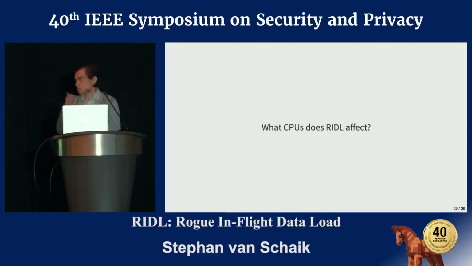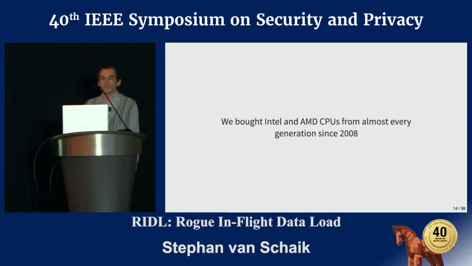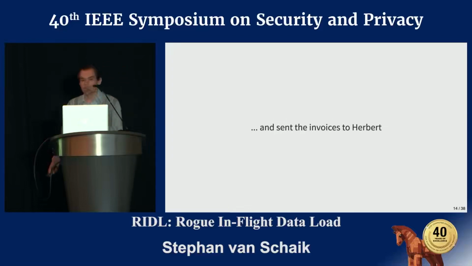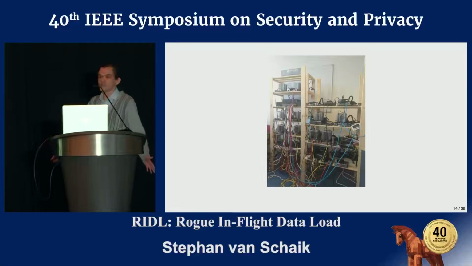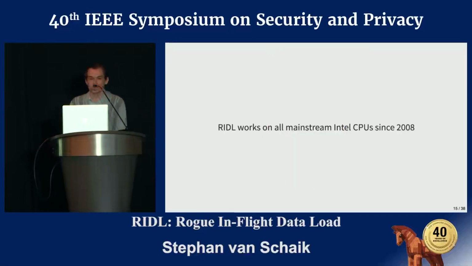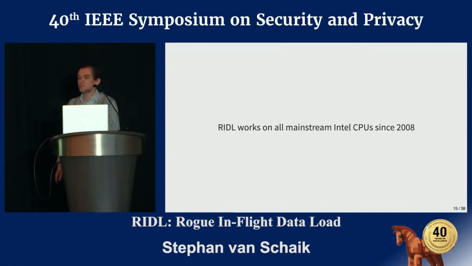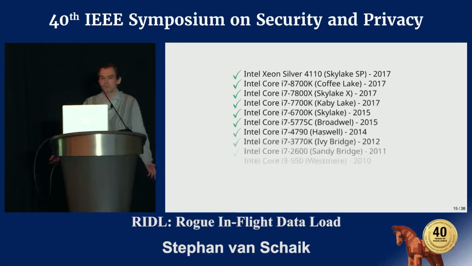So what CPUs does RIDL actually affect? Well, we bought Intel and AMD CPUs from almost every generation since 2008. And we sent the invoices to Herbert, a professor. And this is what it looks like. You could name it, for instance, the Large Hyperthread Collider. What we found is that RIDL actually works on all mainstream Intel CPUs since 2008. So here's the list of CPUs we tested it on.